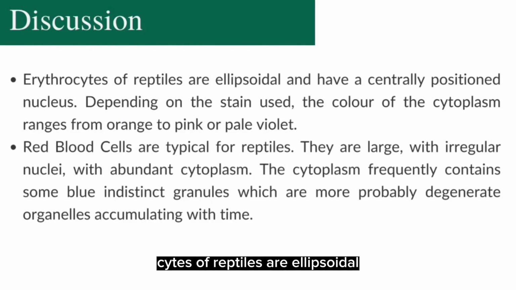Discussion. Erythrocytes of reptiles are ellipsoidal and have a centrally positioned nucleus. Depending on the stain used, the color of the cytoplasm ranges from orange to pink or pale violet. Red blood cells are typical for reptiles. They are large with irregular nuclei with abundant cytoplasm. The cytoplasm frequently contains some blue indistinct granules, which are more probably degenerate organelles accumulating with time.